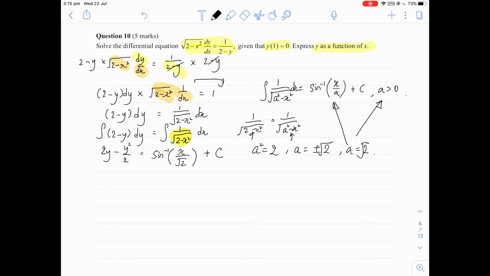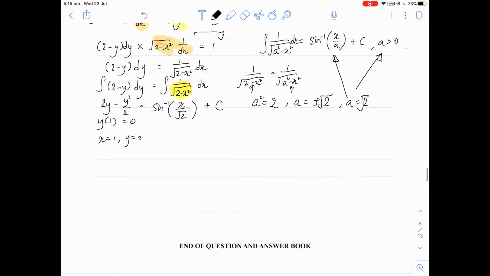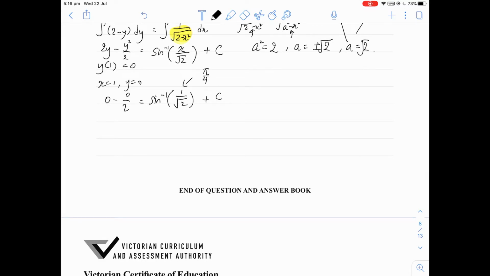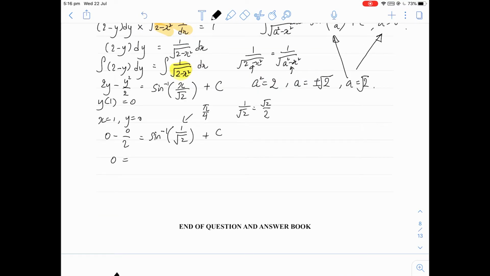Now, we are given the initial condition, y(1) is 0. This means that when x is 1, y is 0. So we can simply sub this in. So we'll go 0, 0 over 2, and then sine inverse of 1 over square root 2, plus c. Now here, this is pi over 4, because 1 over root 2 is root 2 on 2. So this will be 0, and this will be pi on 4 plus c. So therefore c is negative pi on 4.